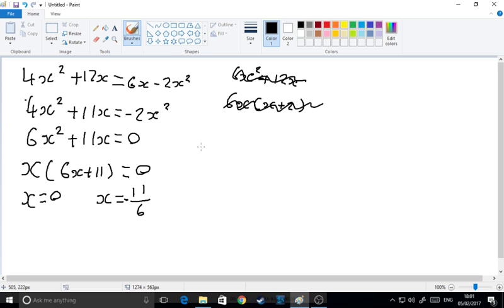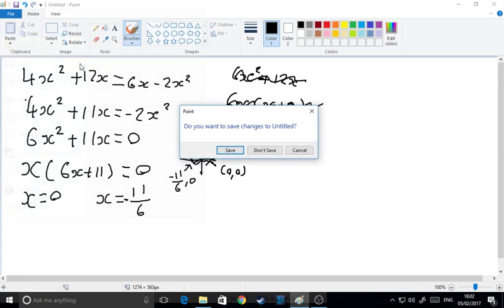So our two roots, if we were to draw it out, would be 0 and minus 11 over 6, which is around 2-ish. So yeah, kind of like that, with that being minus 11 over 6, 0, and that being the point of origin, which is 0, 0. That arrow is terrible. Should be like there. Okay, so that's just how you find the roots.